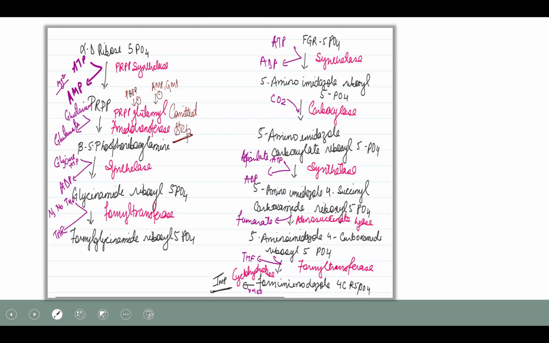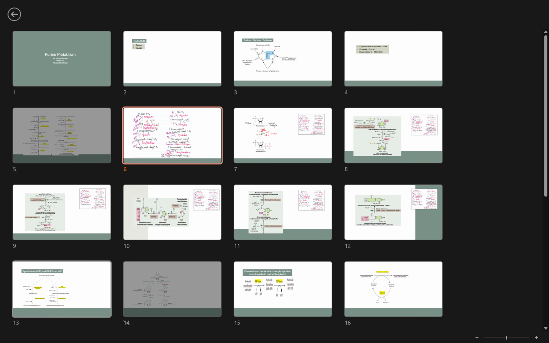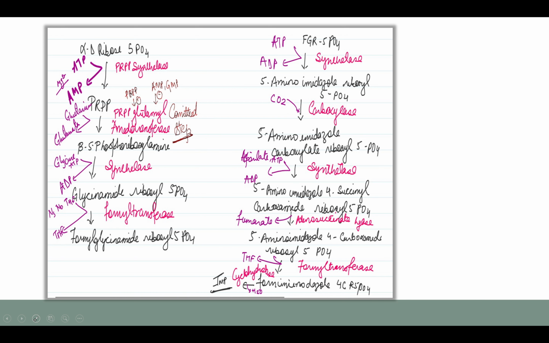Now we'll look at the pathway first and then we'll discuss each step in detail. So I would request you all to note it down so that you can add on further information to every step. Alpha D ribose 5 phosphate, which comes from the HMP shunt, gets converted to PRPP in the presence of PRPP synthetase enzyme, in the presence of ATP, utilizing two molecules of phosphorus, with magnesium as a cofactor.